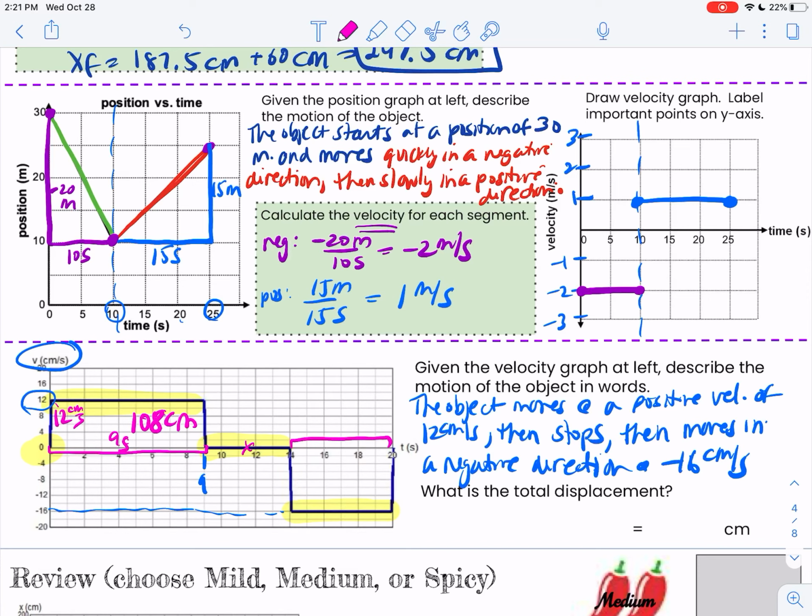All right, and this one, 14 to 20, that's 6 seconds, and negative 16, so 16 times 6, that's negative 96 centimeters, because it's below the axis. So if I add those up, remember, with the displacement, I want to include the negatives, so 108 plus negative 96, or minus 96, means overall he went 12 centimeters.